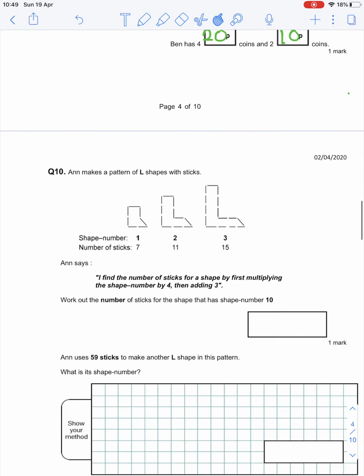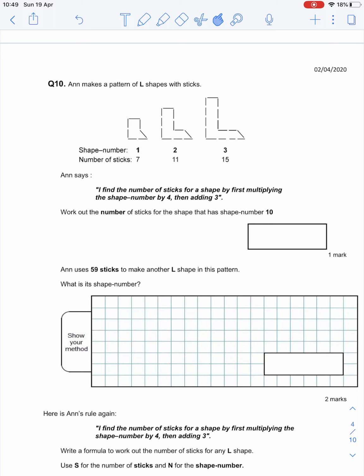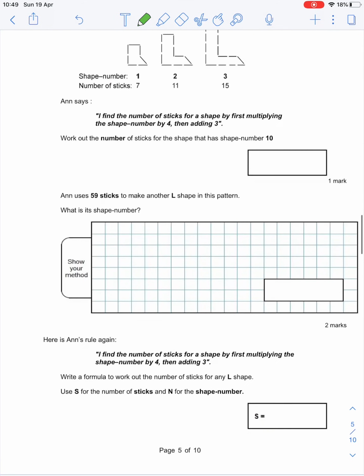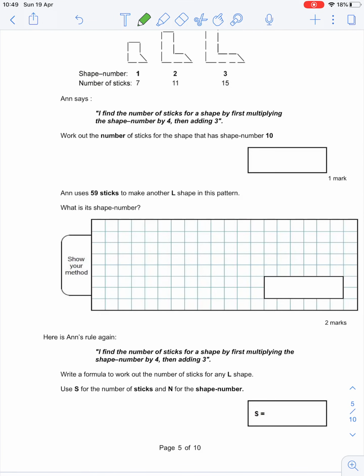Okay, next one. Anne makes a pattern of L shapes with sticks. Here's your sticks. And she says, I find the number of sticks for a shape by first multiplying the shape number by 4 and then adding 3. So let's have a look at this first one. Work out the number of sticks. So this is what she works out.